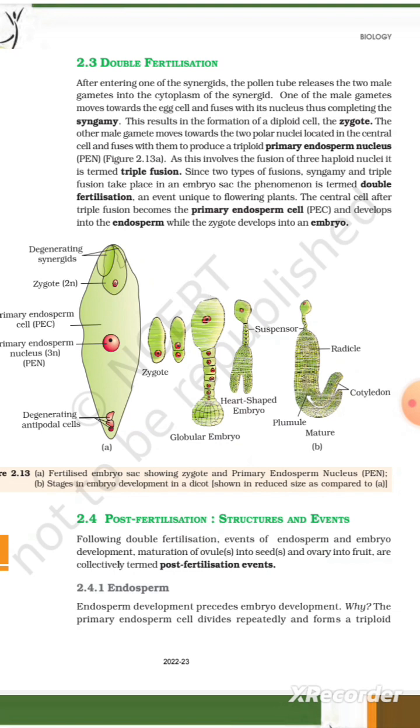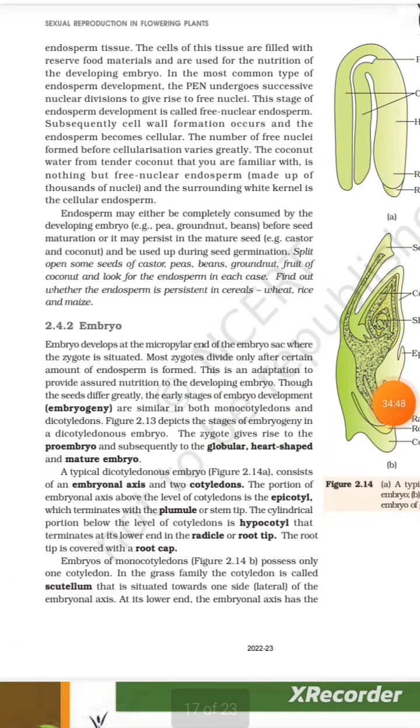2.4 Post-fertilization structures and events. Following double fertilization, events of endosperm and embryo development, maturation of ovules into seeds and ovary into fruit are collectively termed post-fertilization events. 2.4.1 Endosperm. Endosperm development precedes embryo development. The primary endosperm cell divides repeatedly and forms a triploid endosperm tissue. The cells of this tissue are filled with reserve food material and are used for the nutrition of the developing embryo.